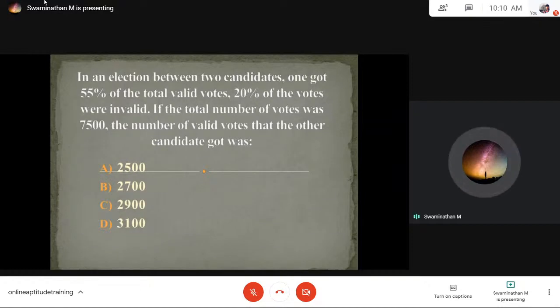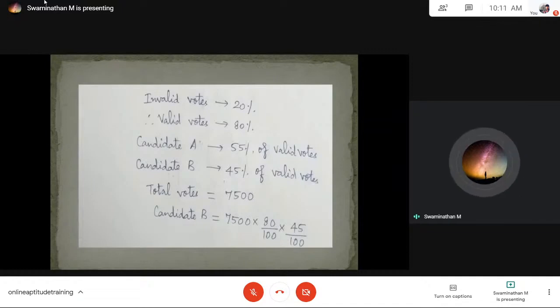So it's like percentage of percentage. 45% of 80%. 45% of valid votes candidate B got. The valid votes is 80% of the total. So it is 45% of 80% of 7,500. So hope you work out and get the final answer. Shall I move on?